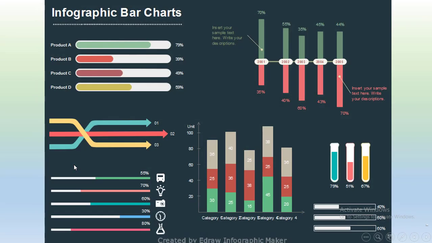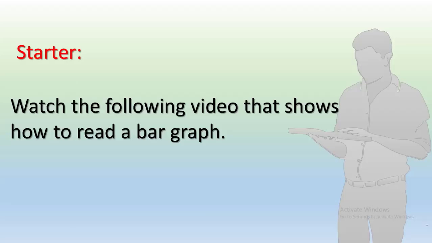Now, let's see the bar chart, infographic bar chart. As the name says, they are bars with different colors, forms, shapes, and designs, but they show the same thing. Numbers. They all show numbers. Today we will focus on the bar chart and we try to interpret it into a paragraph or text. But before we start that, I suggest that you watch the following video that shows how to read a bar chart.